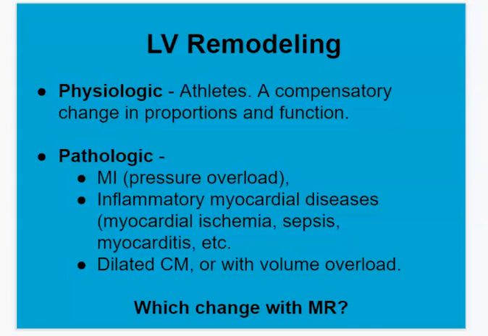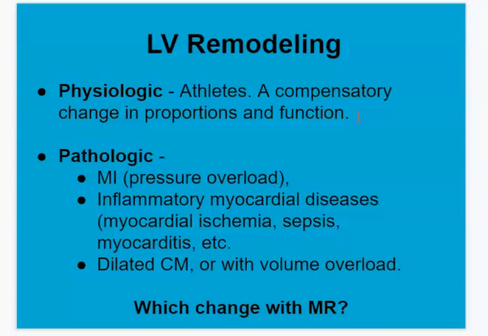So under moderate to severe MR, the LV is likely to remodel, and that can happen one of two ways. It can happen physiologically with MR or MS, but we're talking about mostly MR. It can be a physiologic remodeling with athletes, a compensatory change in proportions and functions, as it says there. So if you see dilatation, maybe slight dilatation in an athlete, everything stays relative to one another.